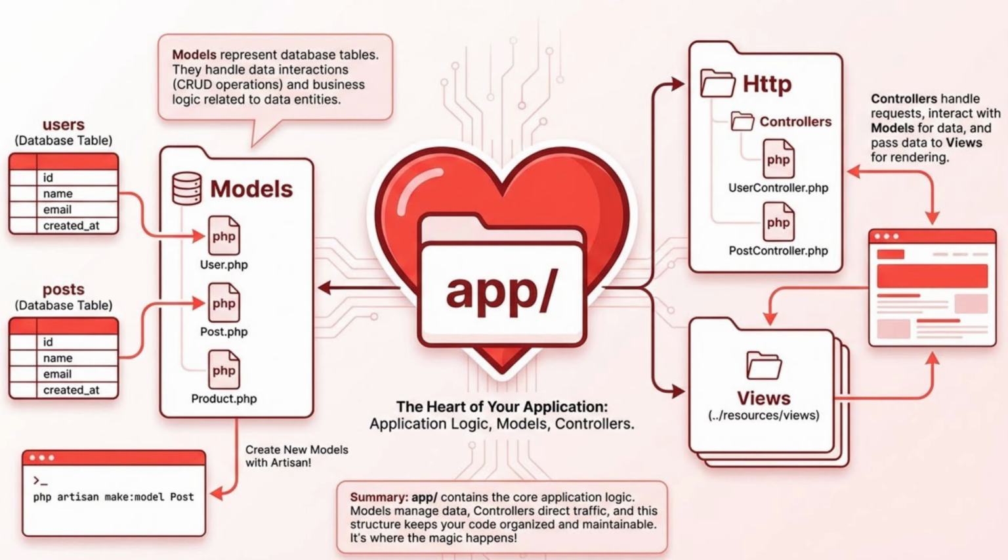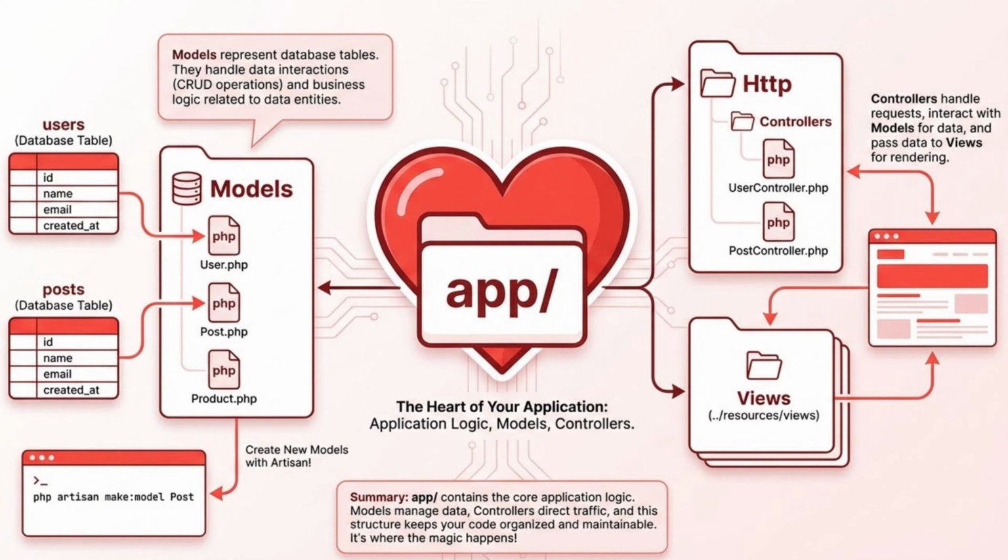For example, a user controller may handle user-related actions like showing a profile page or updating a user's information. A post controller may manage blog posts, fetching them from the database using the Post model and passing that data to a view for display. At the bottom right, the diagram connects the controllers to the views stored inside the resources/views folder.